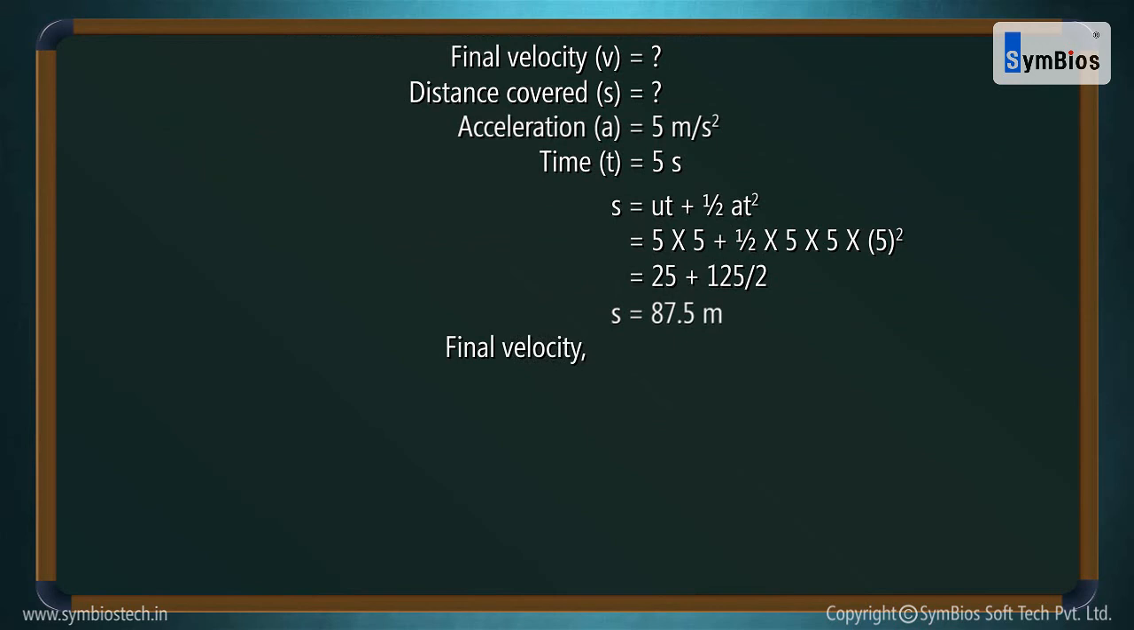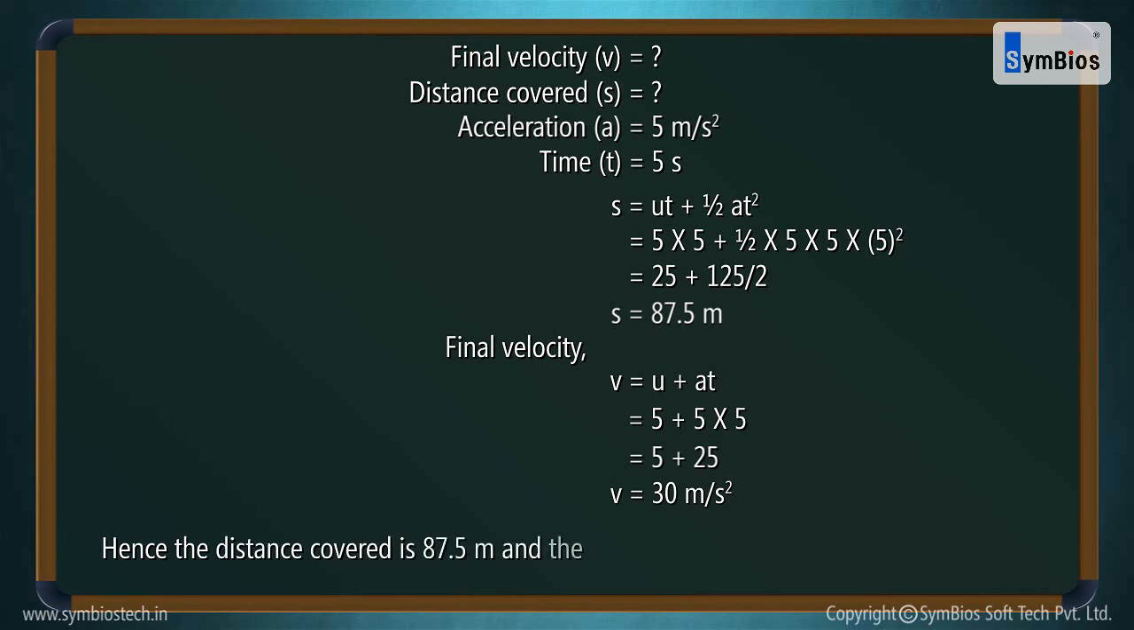For final velocity, we have v is equal to u plus at, is equal to 5 plus 5 into 5, is equal to 5 plus 25, is equal to 30 meter per second. Hence, the distance covered is 87.5 meter and the final velocity of the motorbike is 30 meter per second.